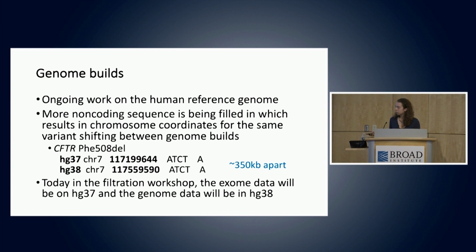Just to show you an example of what this looks like, this is that same variant we had on the last slide. HG37 is the build that a lot of us are still working in. HG38 is the currently recommended genome build that we're moving towards. And you'll see that the actual base changes are the same, but the positions are different, and these are actually 350 kb apart. So if you were to look at a variant in the wrong genome build, it would typically appear in a totally different gene than you thought you were looking in. And so it's very important to know what genome build you're working in.